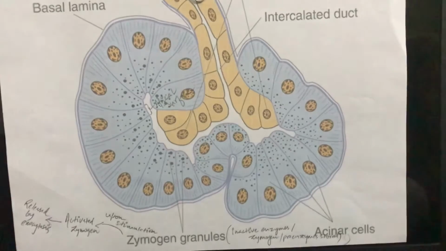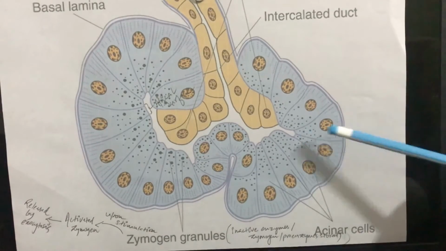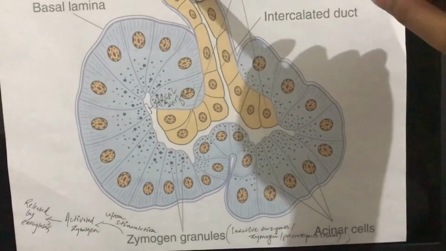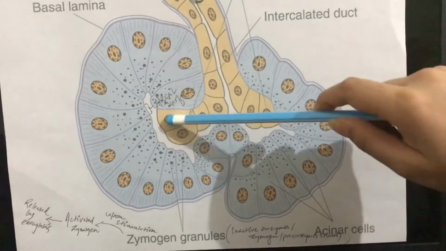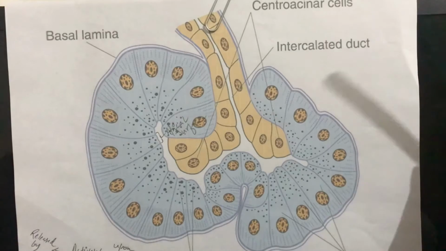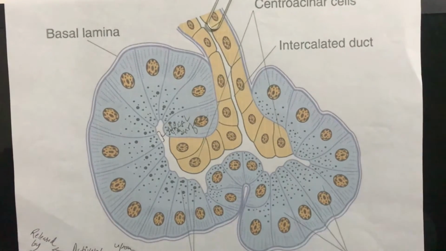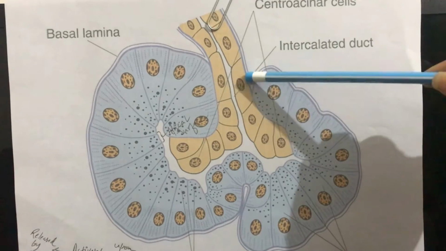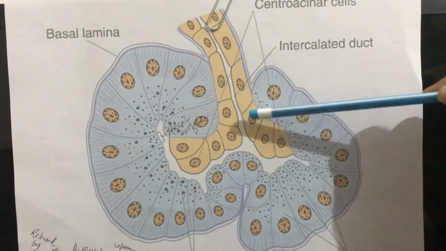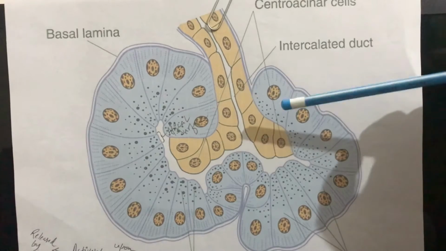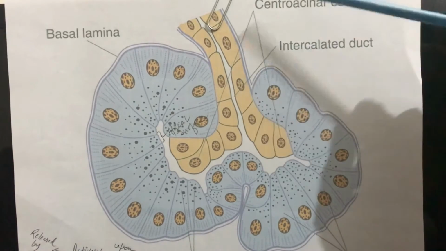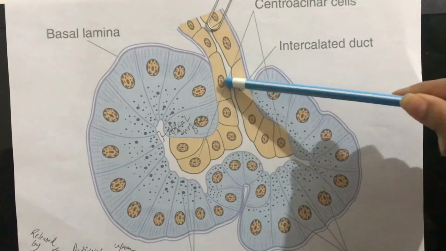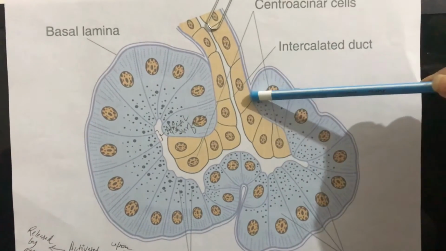Now histology of acinus. This is acinus. These are acinar cells or lobules of acinus. This is intercalated duct. As I told you earlier, the intraacinar part of intercalated duct is lined by flattened cuboidal epithelium. So these are cells of flattened cuboidal epithelium. So these cells are known as centroacinar cells. These cells lie within the acinus.